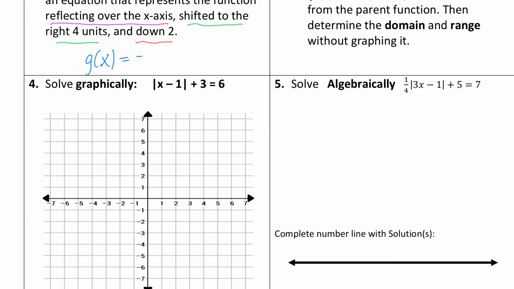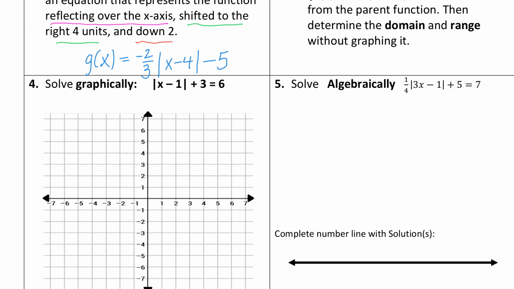So it'll be g of x equals -2/3 absolute value of x minus 4. And then -3 minus 2, that's going to give you -5. So this is your finished function.